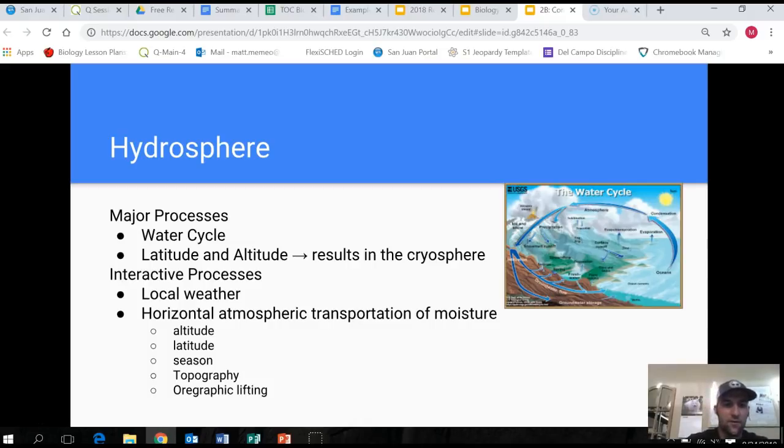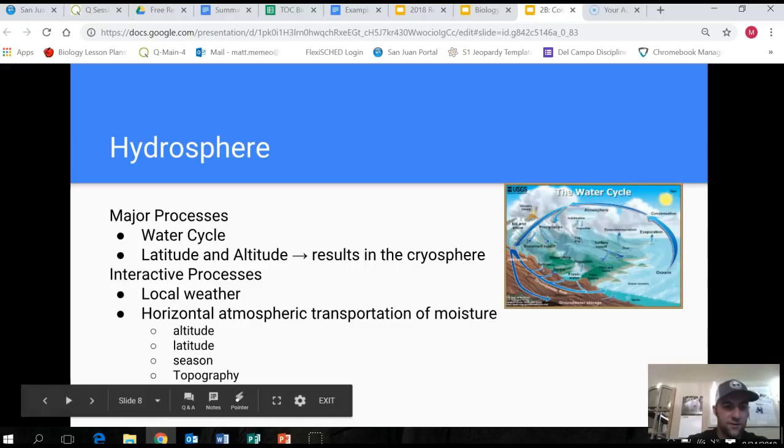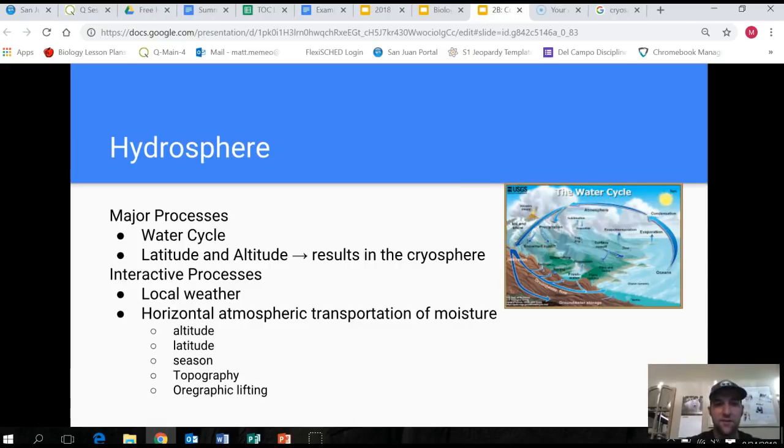When we talk about latitude and altitude, and how it results in the cryosphere, cryosphere is frozen water. So we talk about the different latitudes, towards the poles, we're going to have lower temperatures. And altitude on Earth: the higher you go, the colder it's going to get. So that creates that frozen aspect of the water cycle as well.